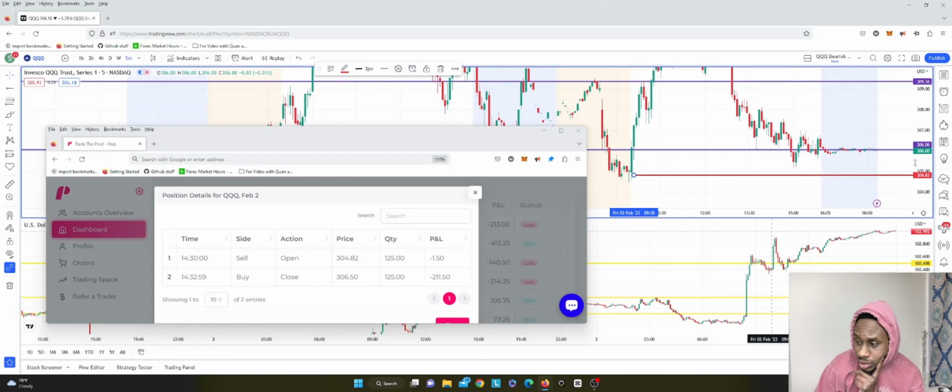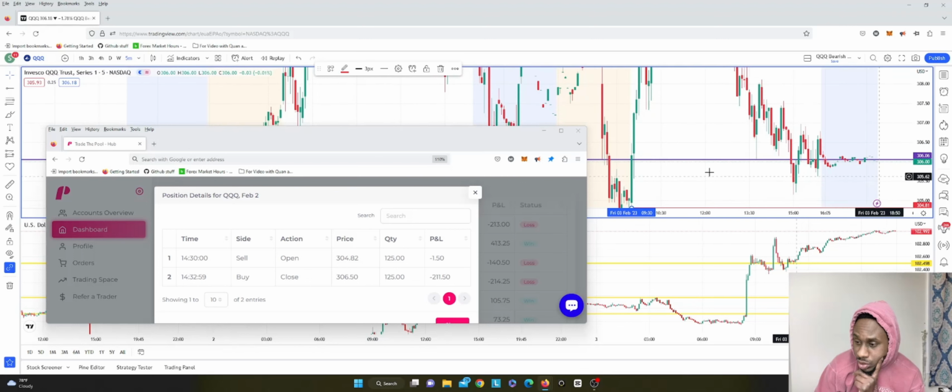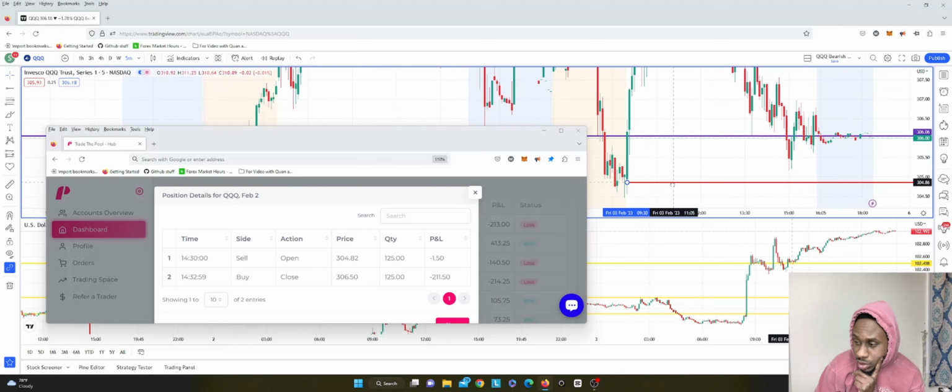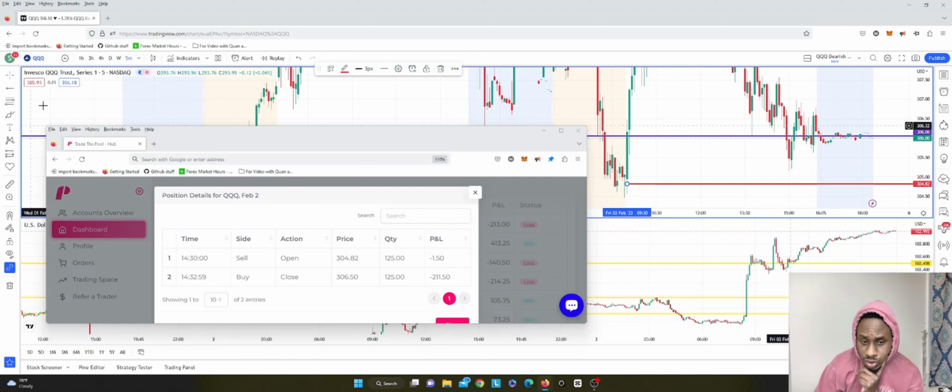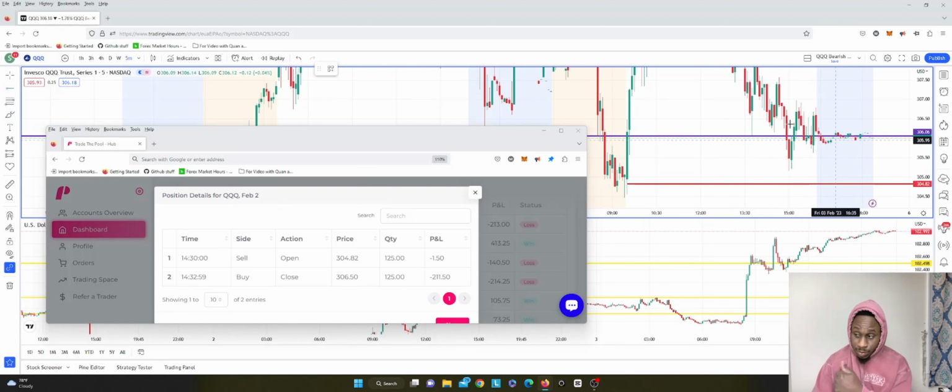So 304.82 is my entry here to the sell side, and then I got stopped out above this level of resistance at 306.50, and that gave me a loss of 201. And as you can see, the market really went against me there.